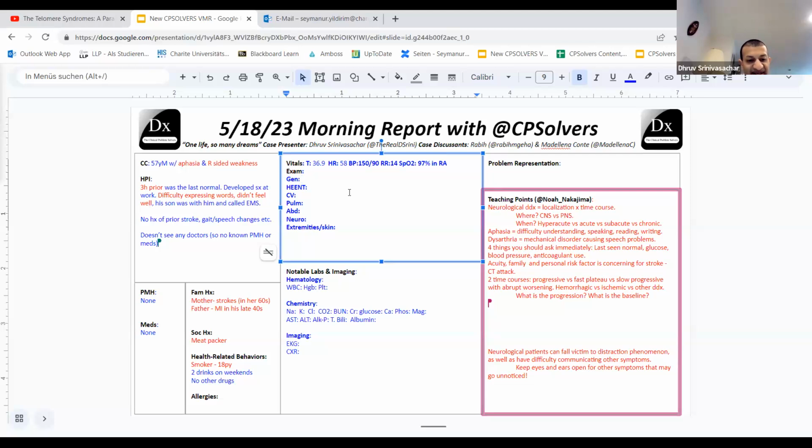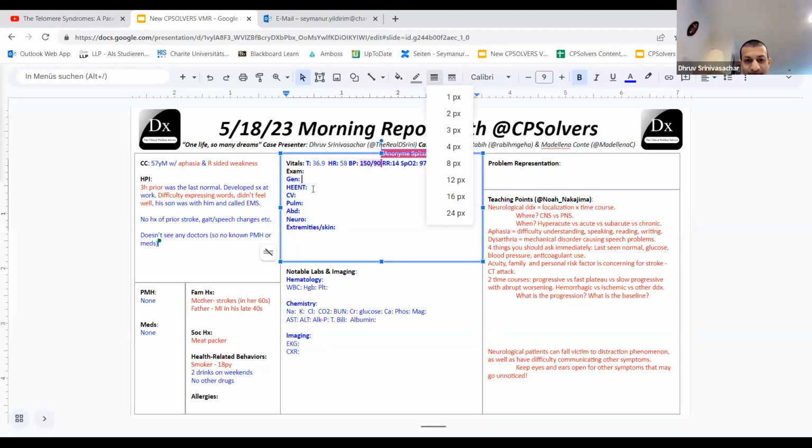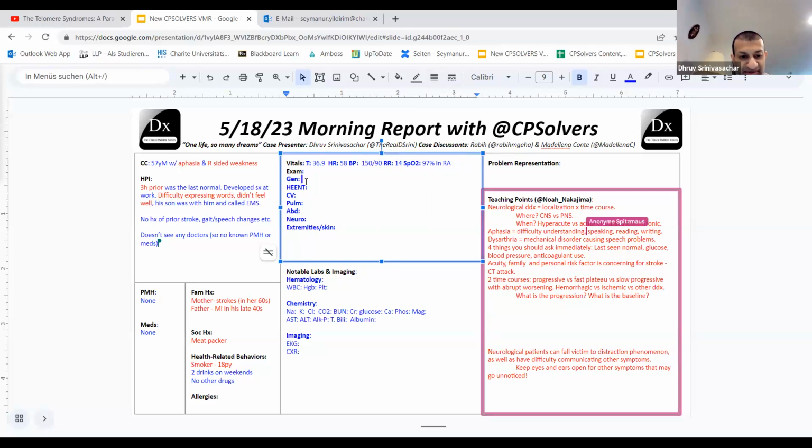And in terms of his exam, he's alert, but aphasic. Can't really speak at all. Pupils were equal, round, reactive to light and accommodation. His visual fields were full. All of the rest of his cranial nerves were normal as far as I can tell. I'd have to check the actual stroke scale to check and see.